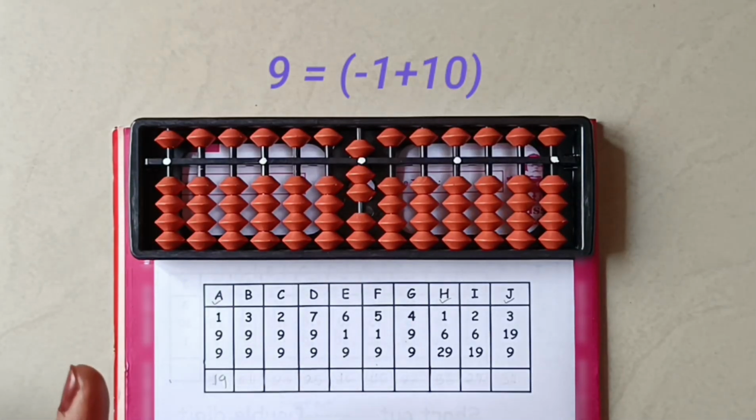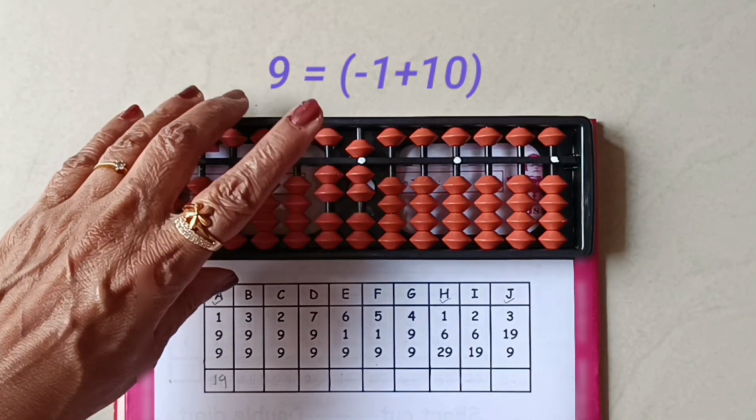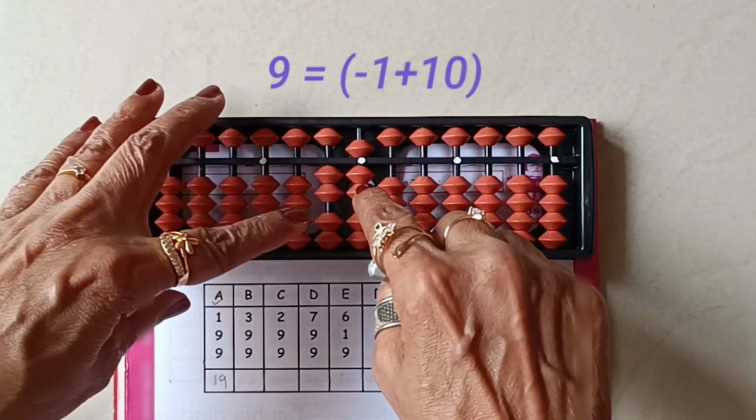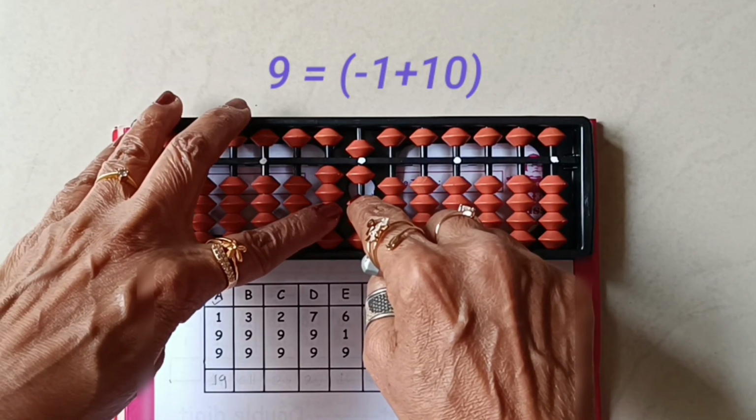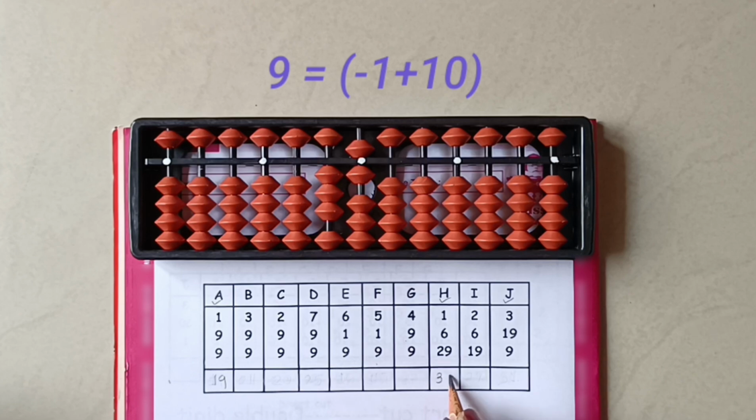Sum H: 1 6 and 29. For 2-digit number always we have to split and calculate. So first we will do 20. And for 9 we use formula minus 1 plus 10. So answer is 36.